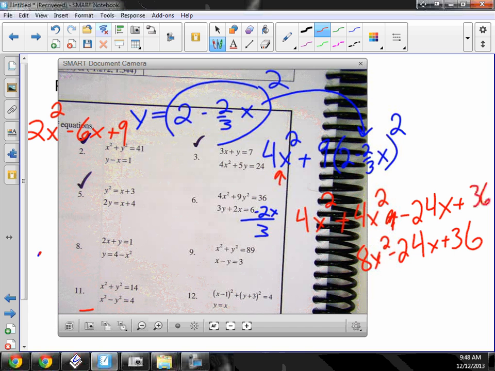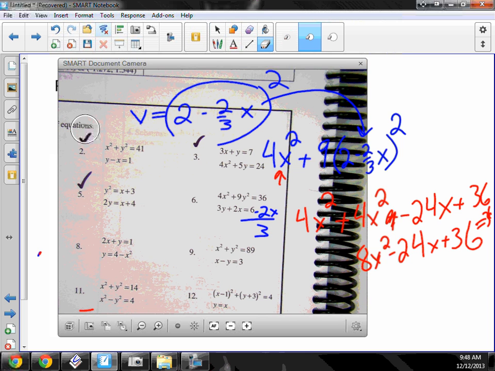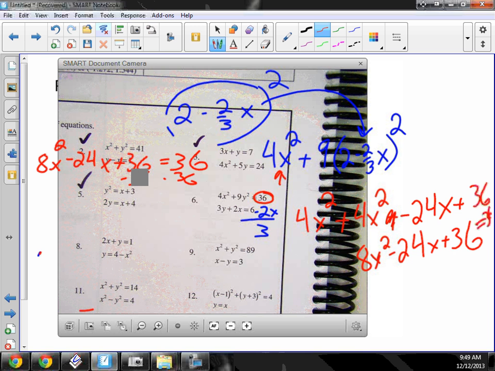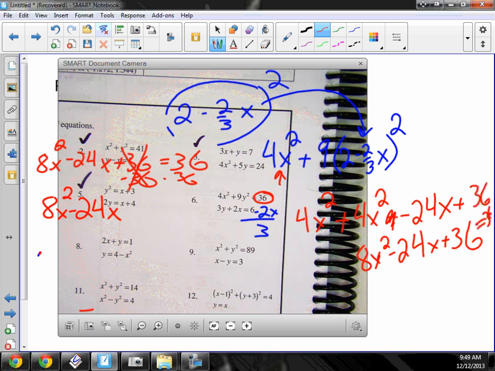Yes. Oh, did I leave something out? Oh, you're right. So this equals 36. Oh, man, that makes it so much easier. Sorry. So, glad somebody's paying attention. So I have 8x squared minus 24x plus 36 equals that original 36. If I subtract 36, thank you, that saved us a lot of work. So I have 8x squared minus 24x equals 0.